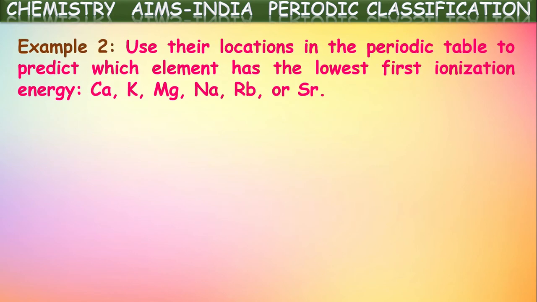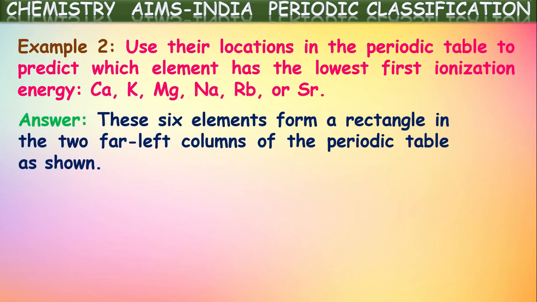Use their locations in the periodic table to predict which element has the lowest first ionization energy among these elements. Here they mentioned certain elements. Now we have to identify among these which element has the lowest ionization energy. That can be identified if we are able to position these elements in the periodic table. If you understand the positions of these, let us see the solution.